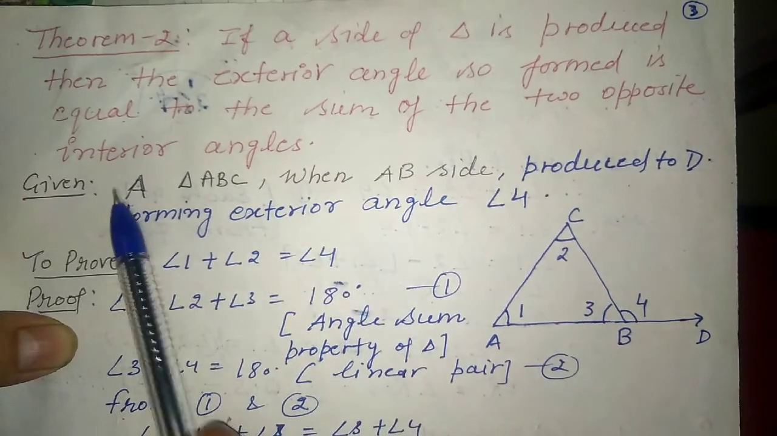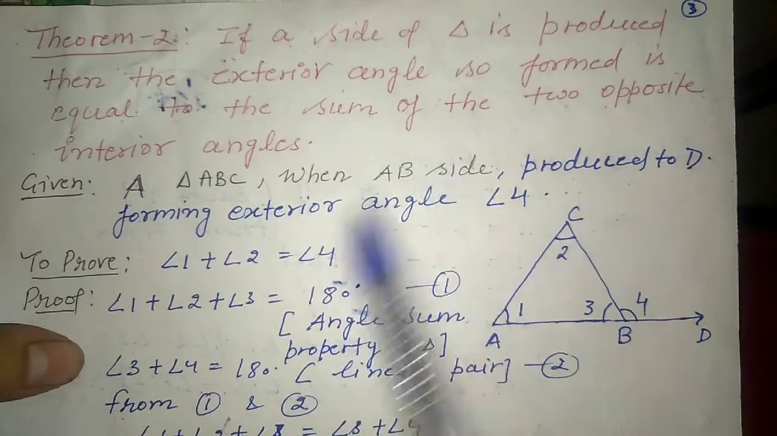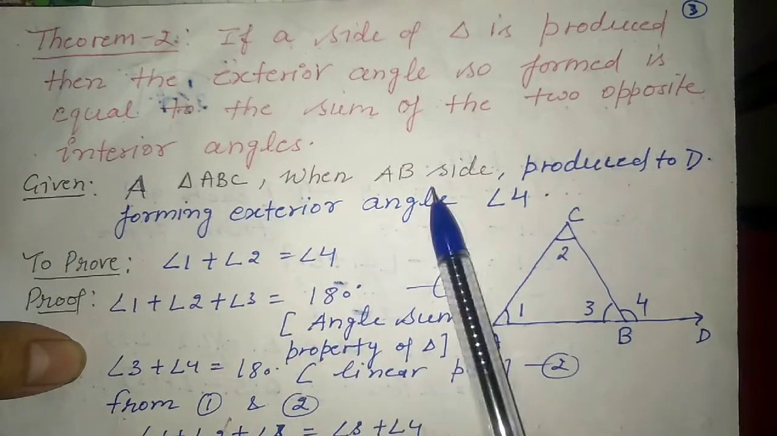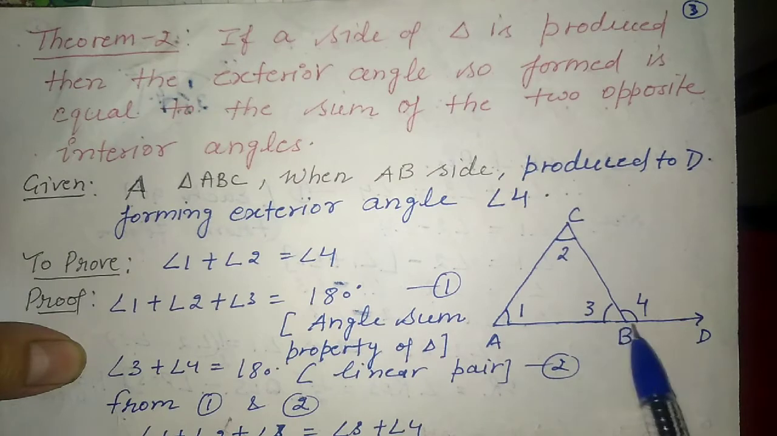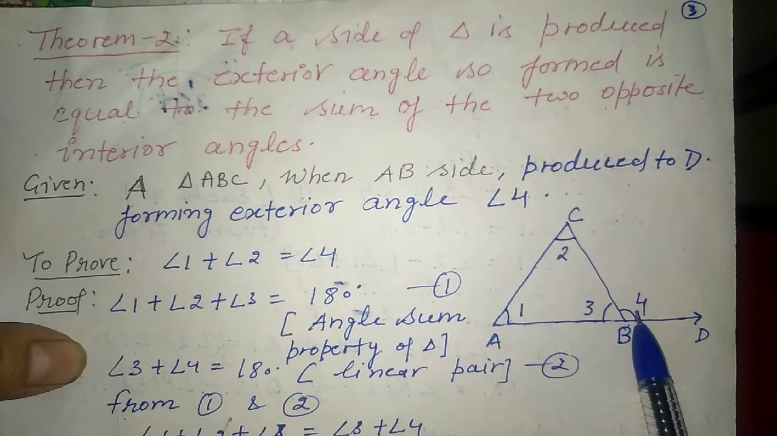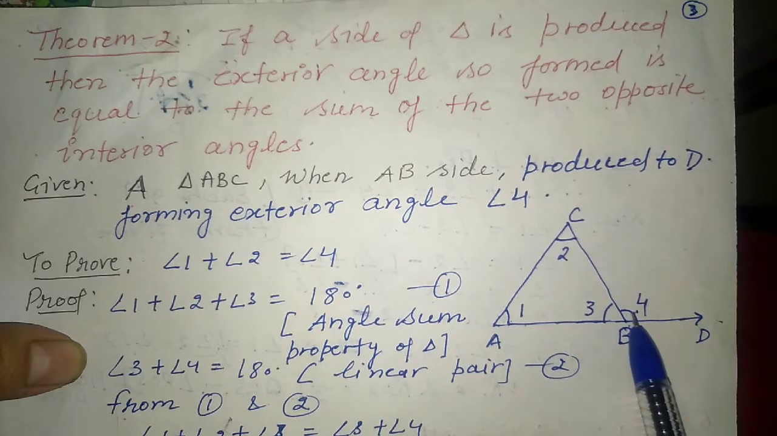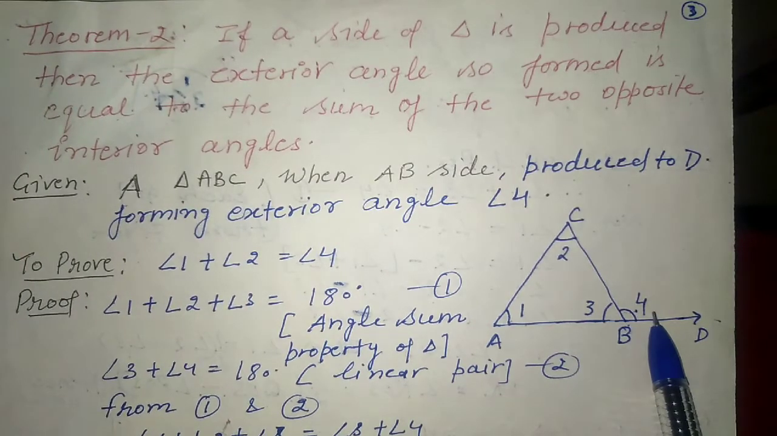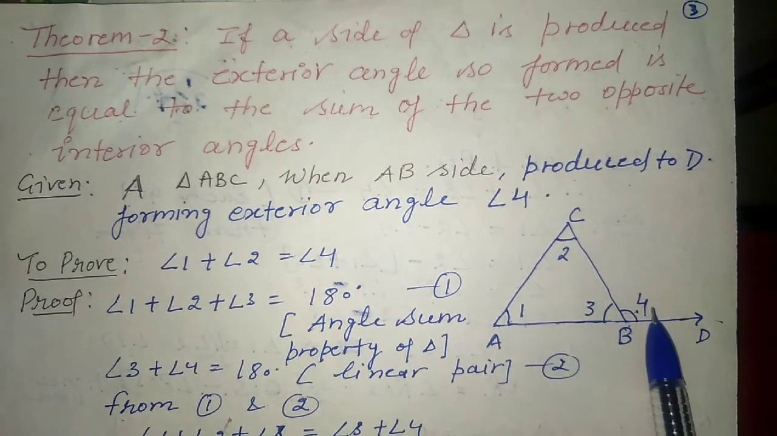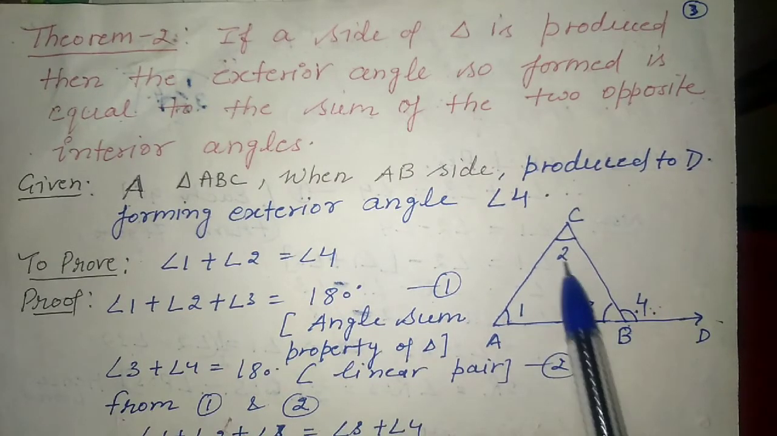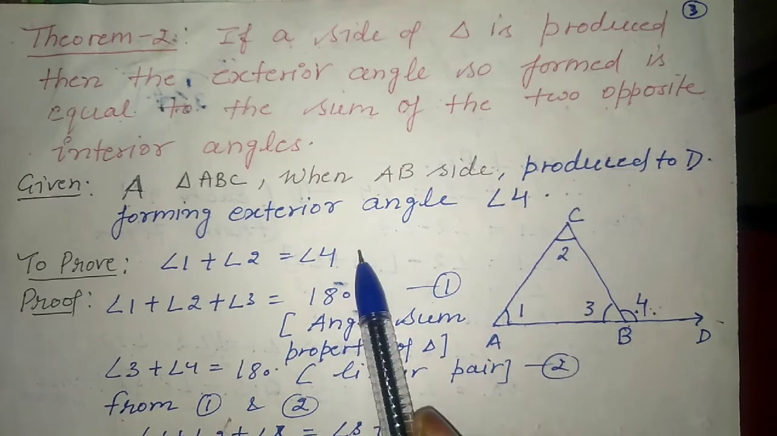How can we prove this? Though the proof is not there in NCERT, we will show it. A triangle ABC. Side AB is produced to D, forming an exterior angle, number 4. This angle 4 is at the exterior of triangle ABC. What do we want to prove? That the exterior angle so formed is equal to the sum of the interior opposite angles: angle 1 plus 2 is equal to angle 4.